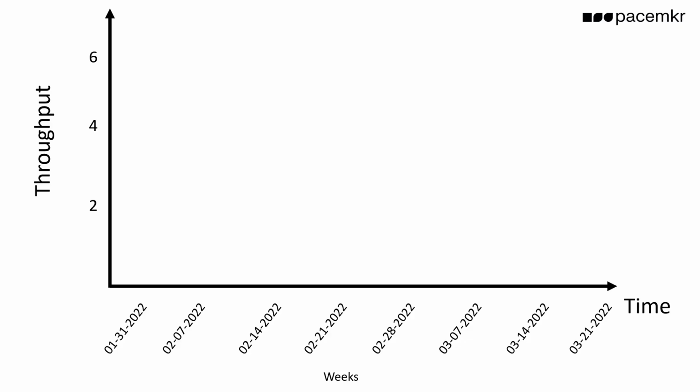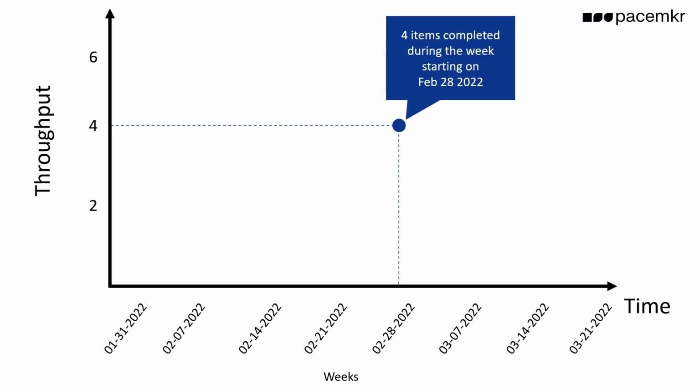As for the Y-axis, it will show the number of completed items. In the image, this goes from 2 to 6. Our next step is to plot a data point on this chart. On the following image, we plot a throughput of 4 completed work items for the week starting Monday, February 28, 2022. This means that during that week, potentially including weekends, 4 items were completed.